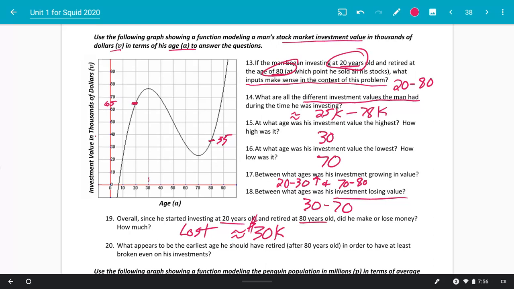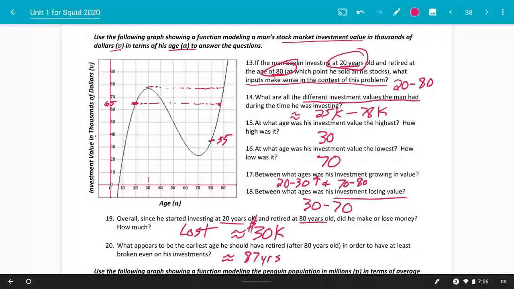Number 20, what appears to be the earliest age he should have retired after 80 in order to at least break even? Well, here was his highest amount. Breaking even, I guess that would be his starting point, right? So it would have been right there. If you want to consider his break even as his highest point, we could say 90, but I would say about 87 years old. Again, I'm approximating there.